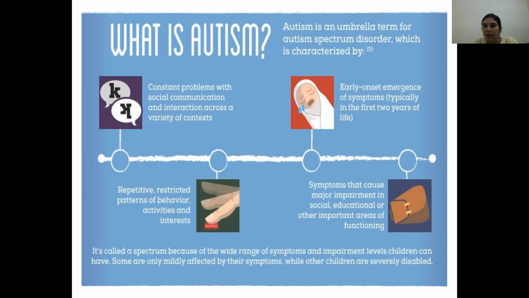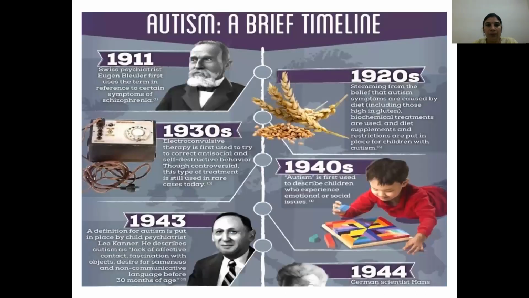Early onset emergence of symptoms, typically in the first 2 years of life, repetitive restricted patterns of behavior, activities, and interests. Symptoms that cause major impairment in social, educational, or other important areas of functioning. It is called a spectrum because of the wide range of symptoms and impairment levels children can have. Some are only mildly affected by their symptoms, while other children are severely disabled.